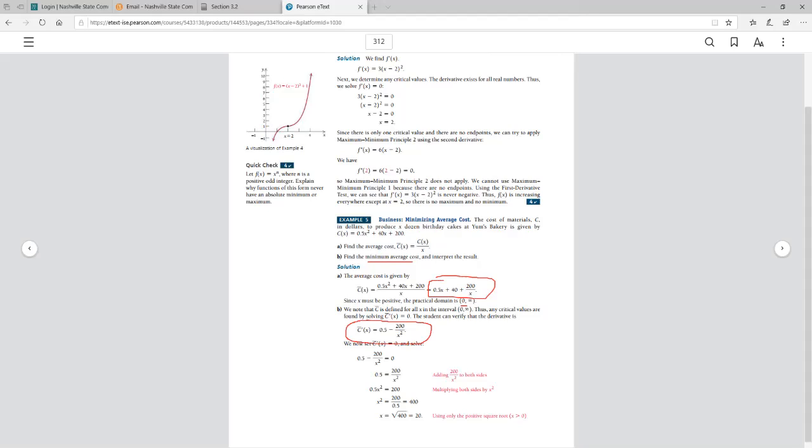and take the derivative. The derivative of 0.5x is 0.5. That's just the power rule. Of course, the derivative of 40 is 0. The derivative of a constant is always 0. And then if we do the quotient rule for this last term, we see that the derivative is actually negative 200 over x squared. Let's set that derivative equal to 0 and solve for x. If we do that, we figure out that x ends up being 20. Luckily, that happens to be the only critical value we have.